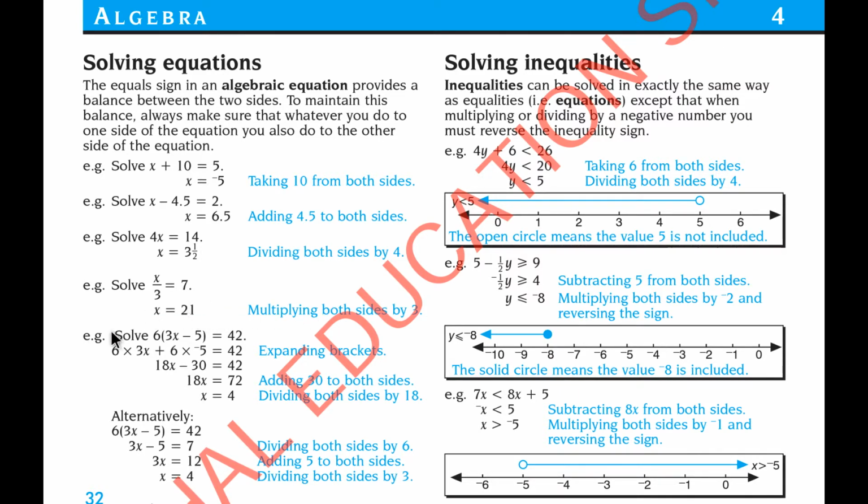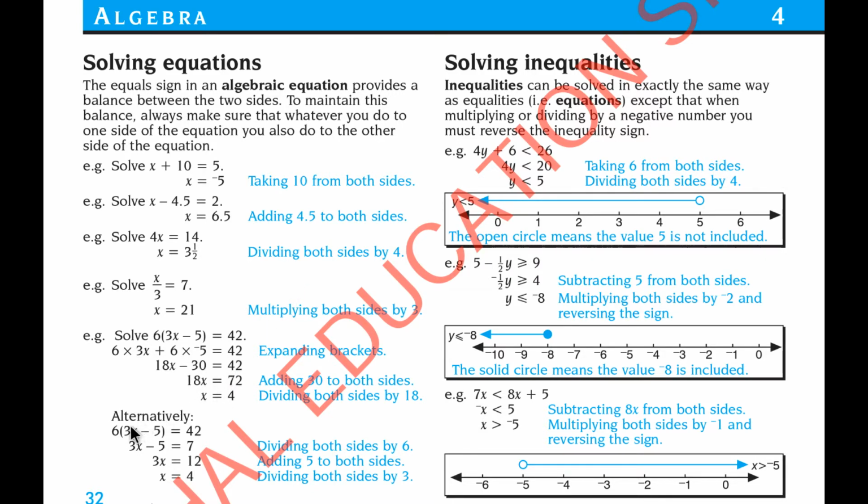Okay, next one. Now say you have a slightly complicated linear equation. Solve 6 times within brackets 3x minus 5 equals 42. There are many procedures. What you can do is remove the bracket first: 6 times 3x plus 6 times minus 5 equals 42. So then you write 18x minus 30 equals 42. Bring this minus 30 to this side, so that will be 18x equals 72. Divide both sides by 18, so x equals 4.